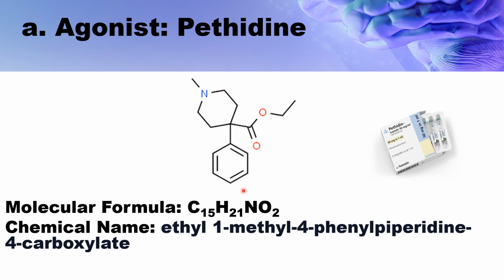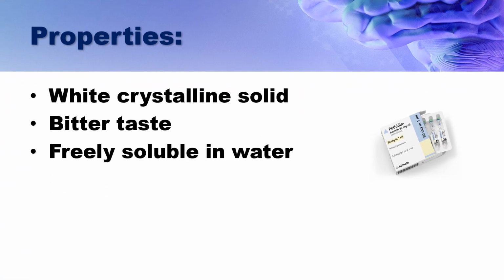The molecular formula is C15H21NO2. The chemical name is ethyl 1-methyl 4-phenyl piperidine 4-carboxylate. Properties: it's a white crystalline solid. It is bitter in taste. It is freely soluble in water.